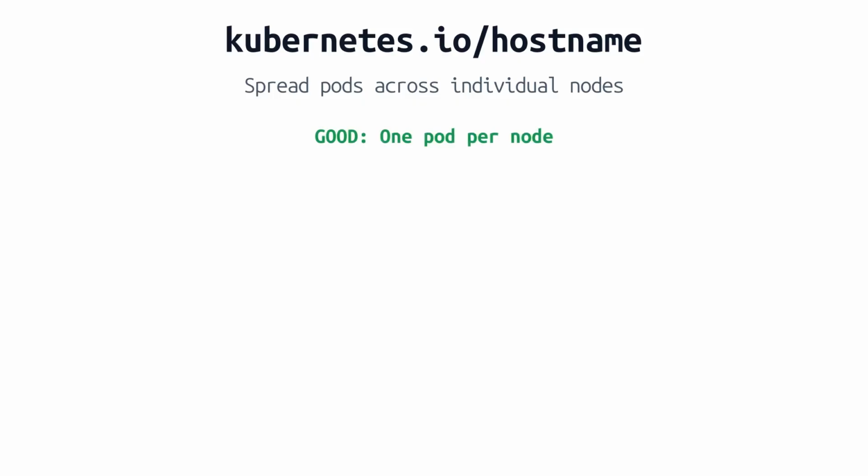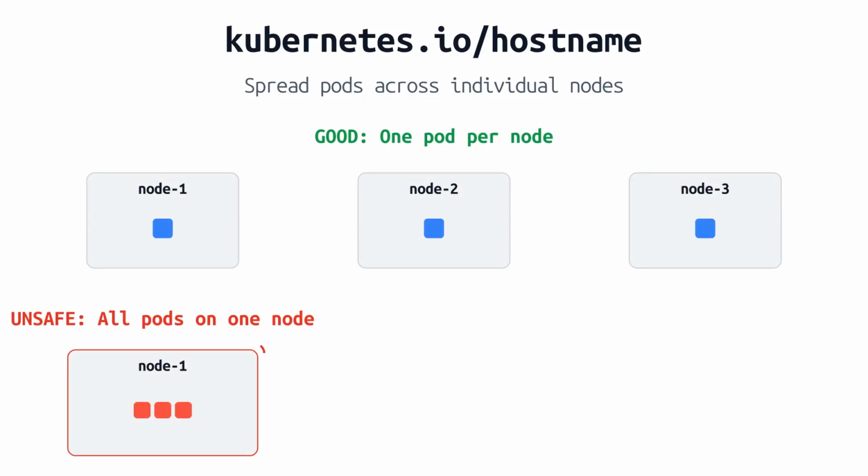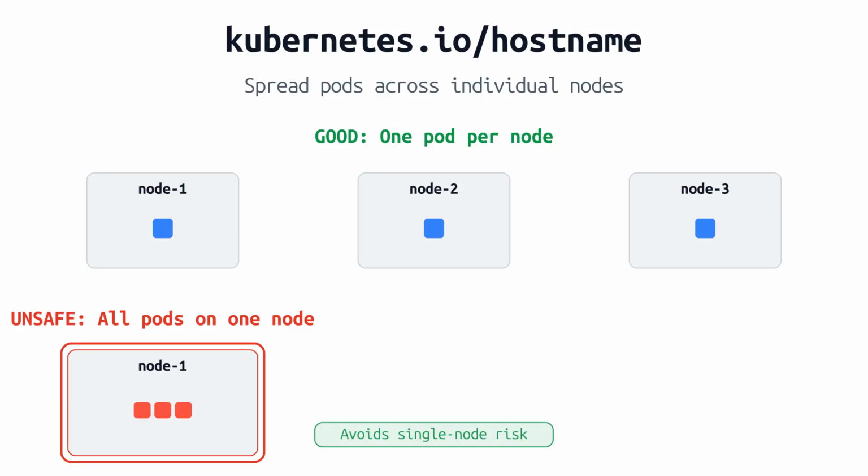A very common node-level topology key is kubernetes.io/hostname. This means Kubernetes spreads pods across individual nodes. So instead of placing multiple replicas on the same node, it tries to distribute them across different nodes. This is useful when you want to avoid losing too many replicas if a single node fails.